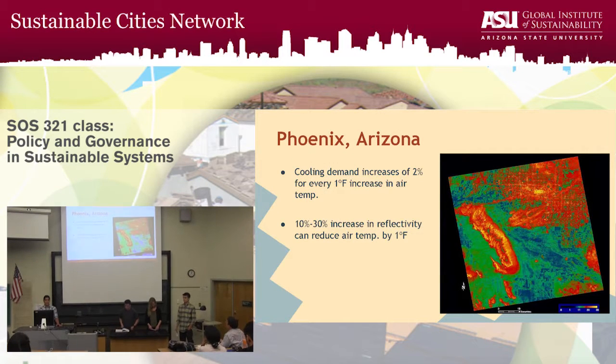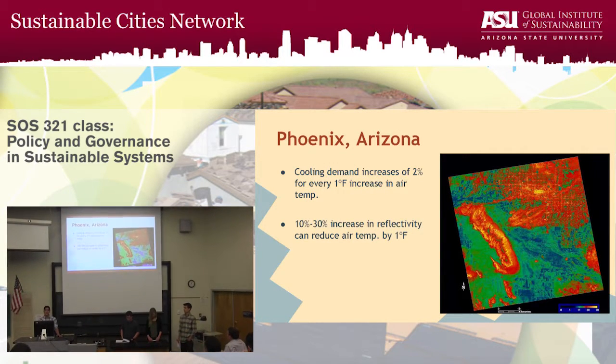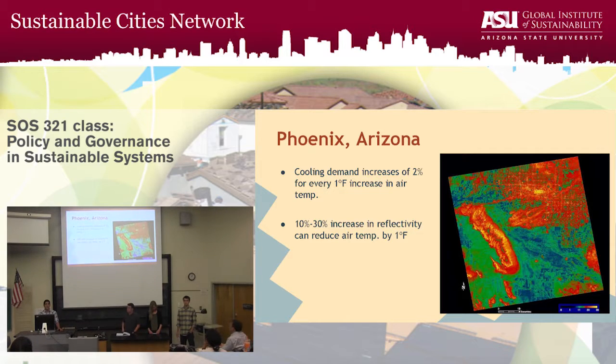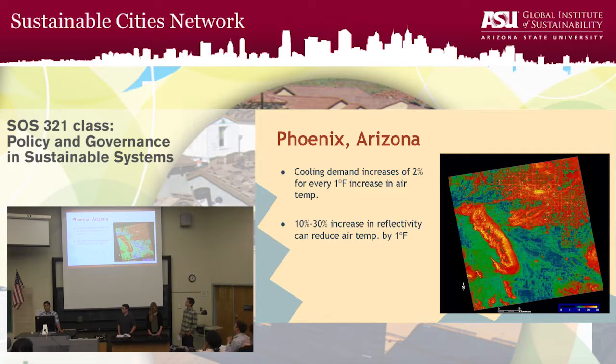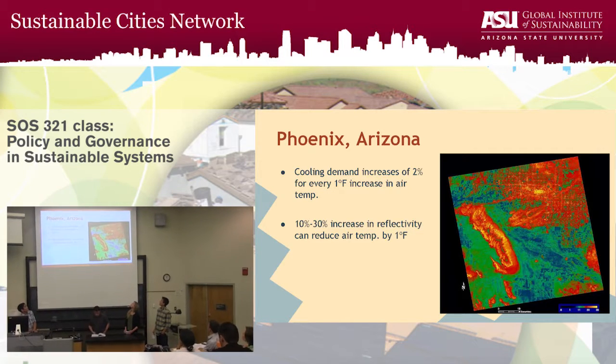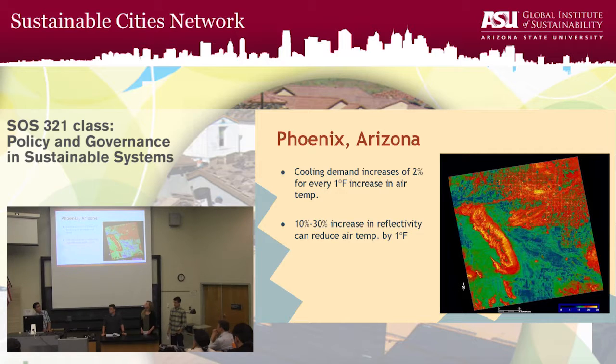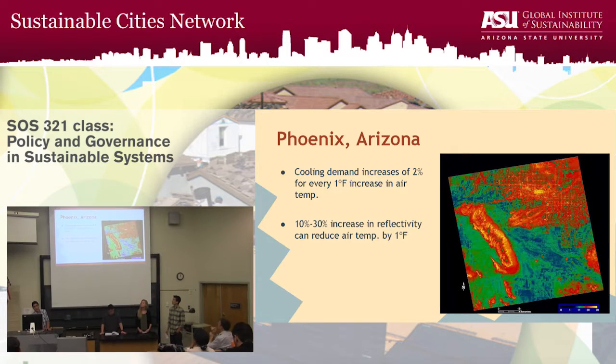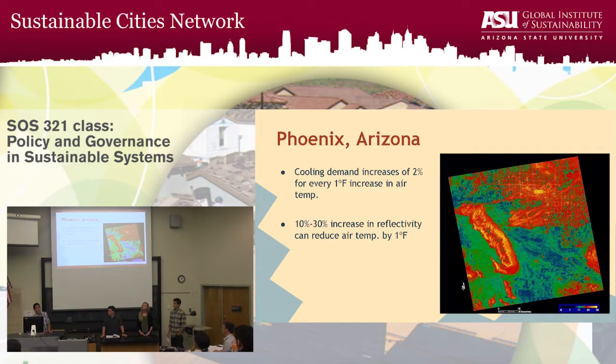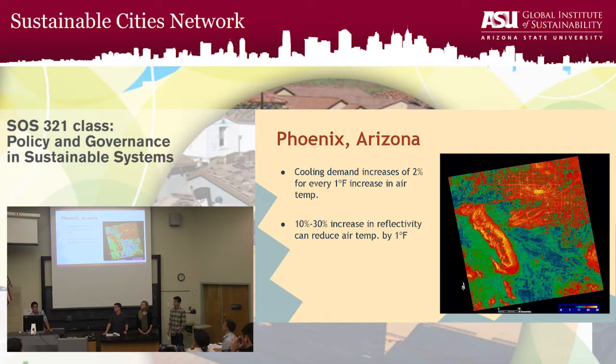The EPA states that cooling demand can increase up to 2% for every degree Fahrenheit increase in air temperature. Right here is a thermal image of Phoenix. The really bright little orange spot is Sky Harbor Airport, I believe. This shows that the urban heat island is even more prominent during the nighttime, with about a 20 degree Fahrenheit difference between the urban center and the surrounding desert landscape. This second point will lead us into our first solution.